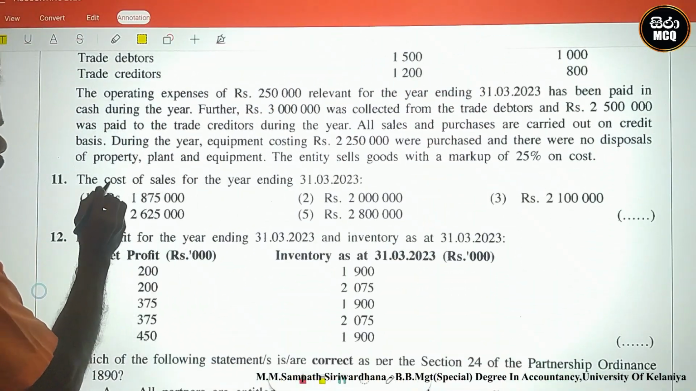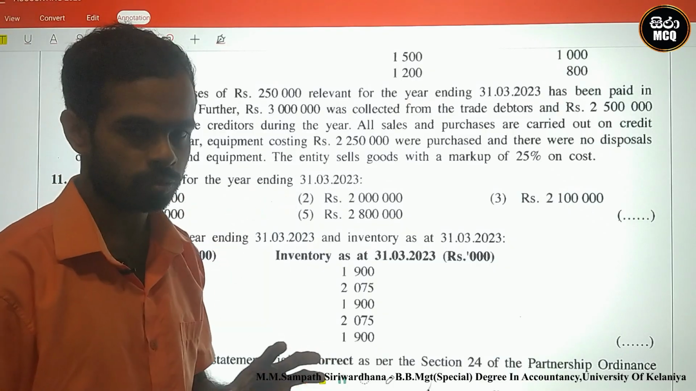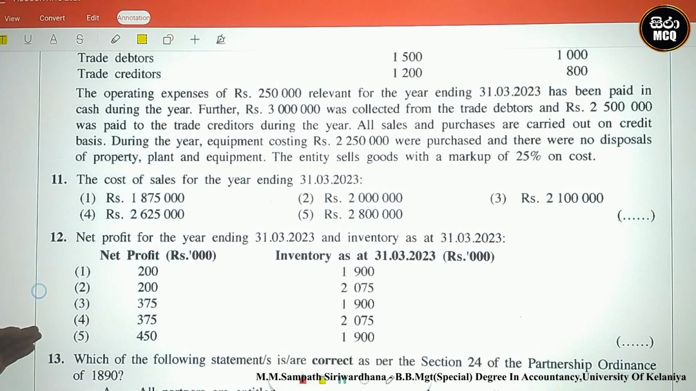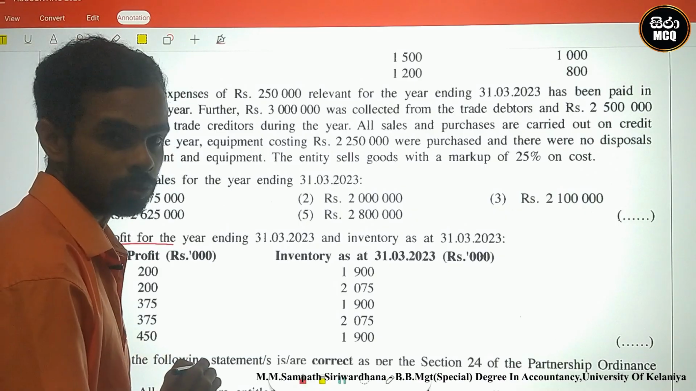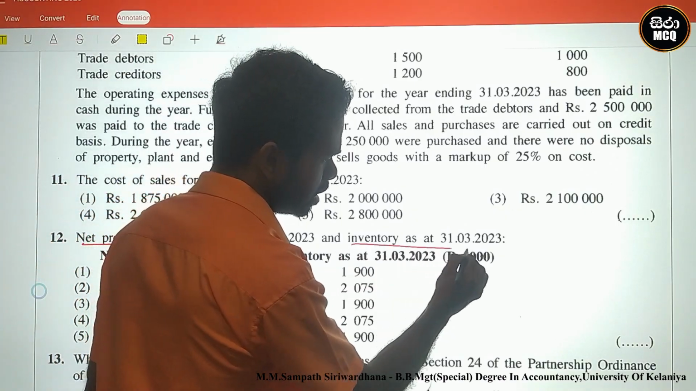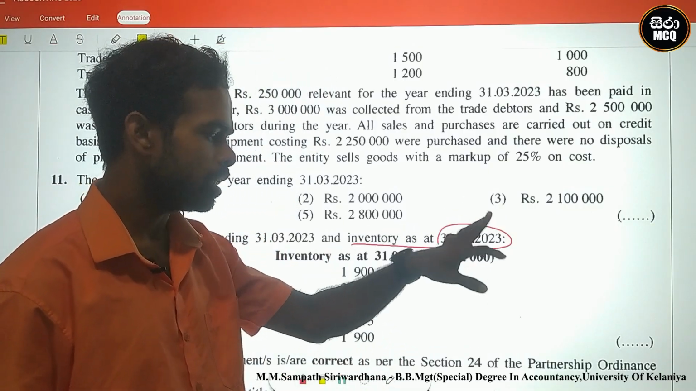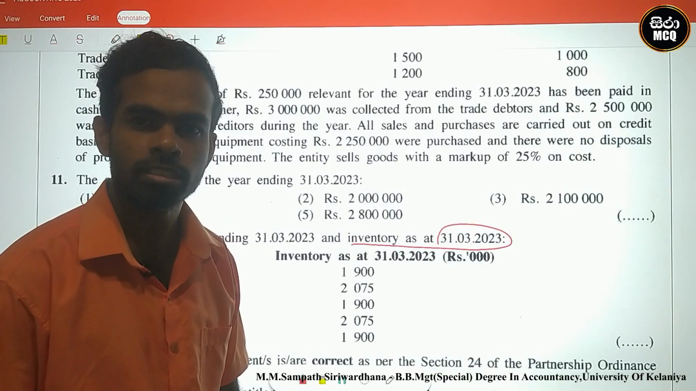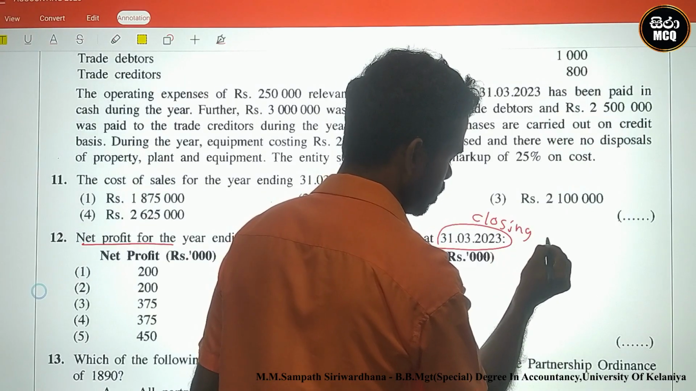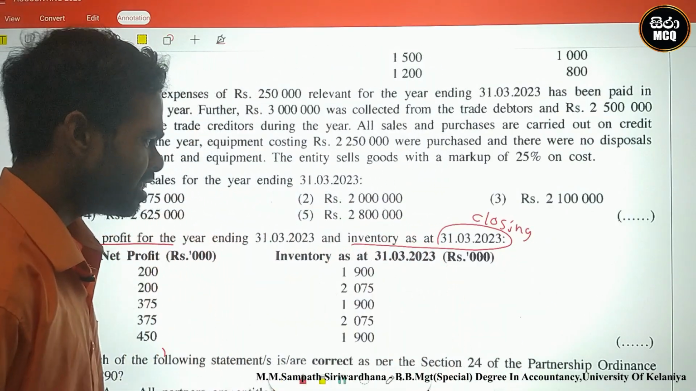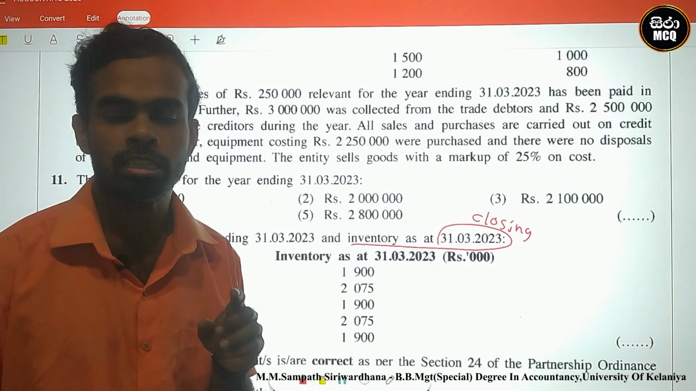Let's see. Cost of sales for the year ending 31st March 2023; we must identify the cost of sales. Question 12 is related to this one: net profit for the year ending 31st March 2023 and inventory as at 31st March 2023. Inventory as at 31st March 2023 means opening inventory or closing inventory? Closing inventory. At that time, you can imagine that a calculation is needed.